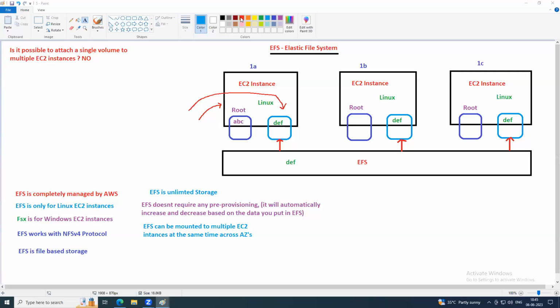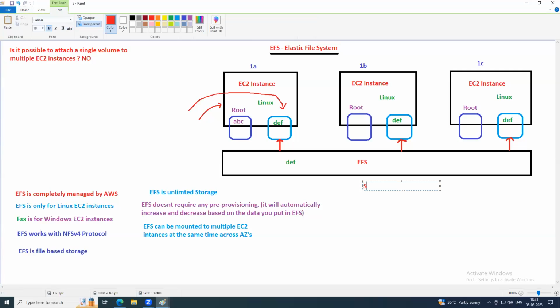AWS came up with a new service called Snow Family. But the service name itself is Snow Family.